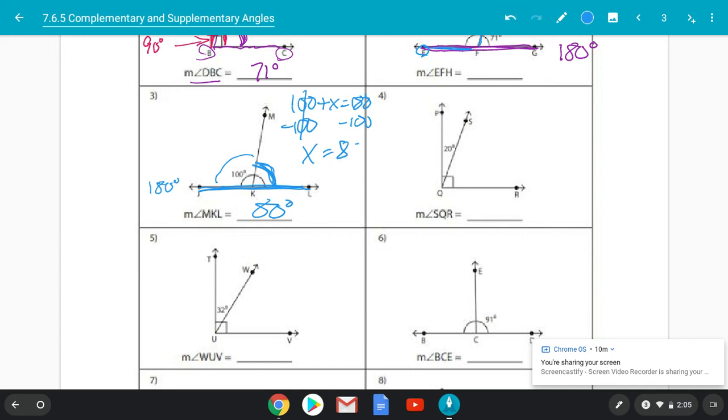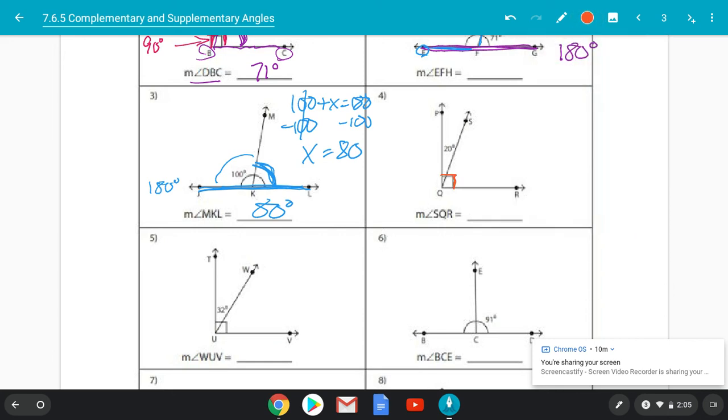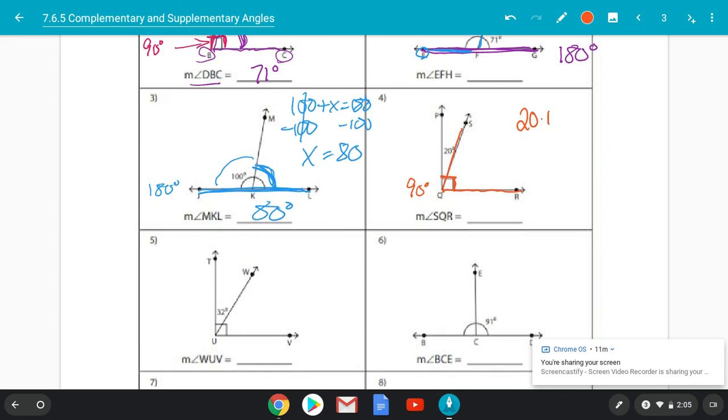My handwriting's getting slightly sloppier as we get more crowded here. All right, number 4. This one is giving us a right angle, and we see that by the little box here. And so right angles we know are going to be complementary, meaning it is 90 degrees. So we're looking for SQR, so that's this angle right here. We're going to say 20 plus what is going to give us 90 degrees. Again, this one you could probably use your big, beautiful brain and figure out that we're going to get 70 degrees, or you can subtract the 20 on both sides and get x equals 70. So we get 70 degrees.